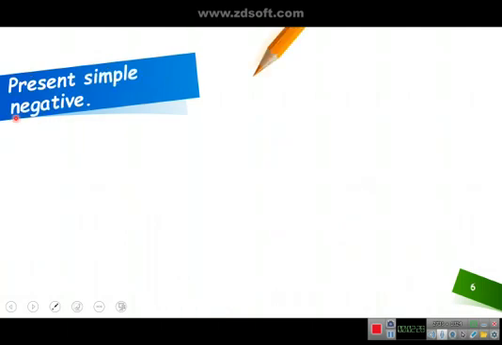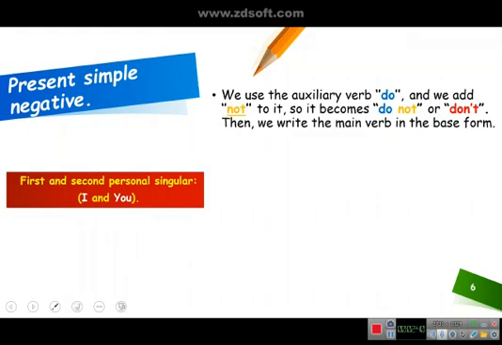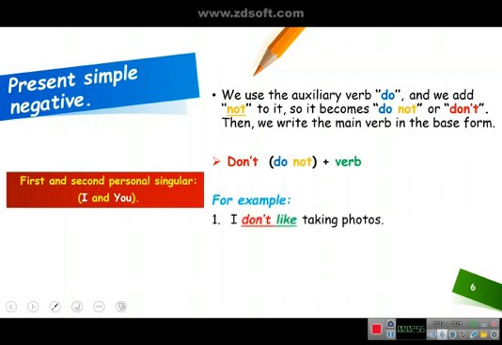Let's move to the present simple negative. How to form a present simple negative with the first and second person singular forms, I and you. We use the auxiliary verb do and we add the word not to it, so it becomes do not or don't. Then we write the main verb in the base form. For example, I don't like taking photos. You don't like reading comics.